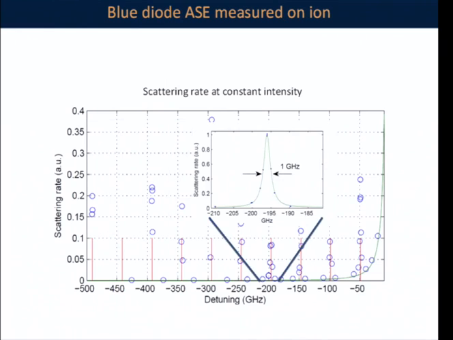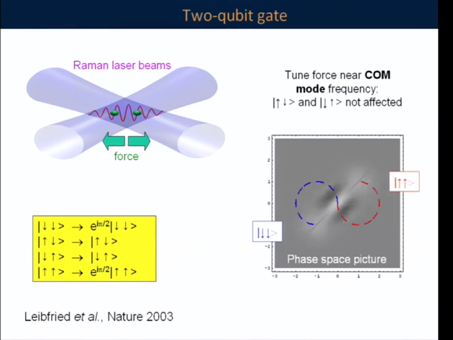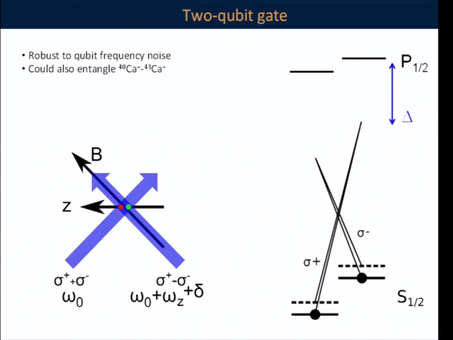So that's some stuff on the diode-based laser system, which I won't talk about now. The gate we're implementing is the Düsseldorf-Leibfried phase gate, as I think of it. In this case, we're implementing it near the center of mass mode frequency. The states get pushed around the phase space and pick up a phase. This is a very standard gate which has been implemented many times around the place.